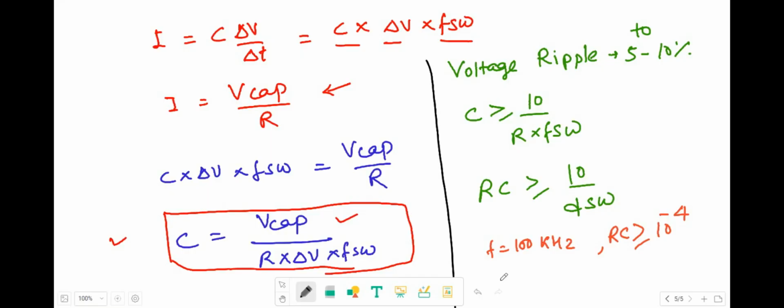Okay, R you calculated in the last step. You know V cap, the clamping voltage, delta V and FSW, and the voltage ripple delta V you can consider 5 to 10% of your clamping voltage. C has to be greater than 10 times R divided by FSW, or the RC time constant has to be greater than 10 divided by FSW. Let's say if your frequency is 100 kilohertz, then your RC time constant has to be greater than 10 to the power minus 4.